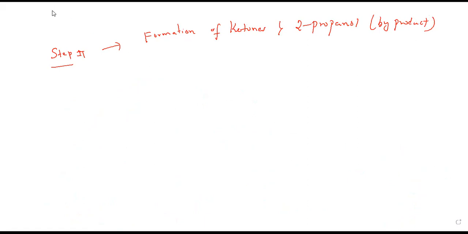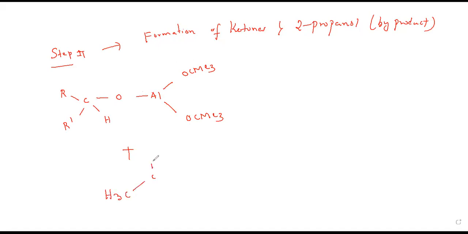Okay, now I will draw the same structure you got in step number 1, that is, the aluminum derivative of secondary alcohol, R, C, H, R dash. Just to understand the mechanism, I'm writing it in this way: oxygen, aluminum, okay. So this I'm going to react with acetone, CH3, C double bond O, CH3. This is your acetone. Okay.